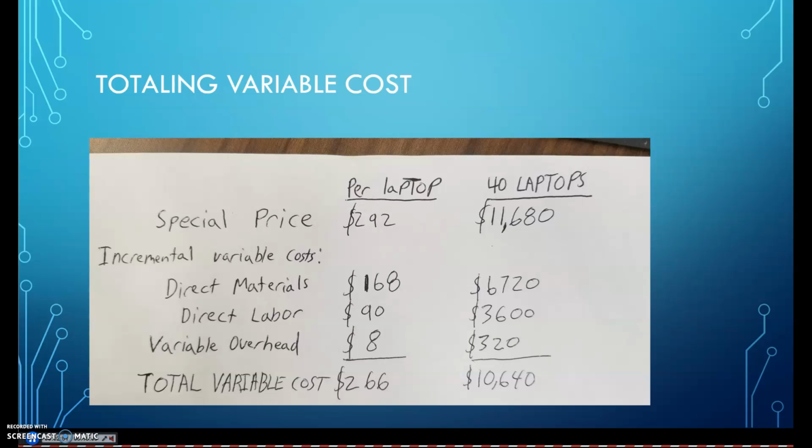So, incremental variable costs. It's basically the same thing: $168, $90, and $8 for direct materials, direct labor, and variable overhead. And when you times all those by 40, for direct materials you get $6,720, for direct labor $3,600, and for variable overhead you get $320. So the total variable cost for just one is $266. And when you times that by 40, it's $10,640.